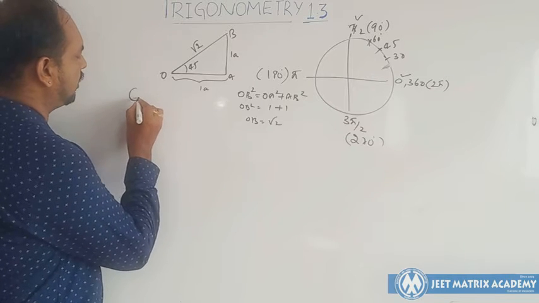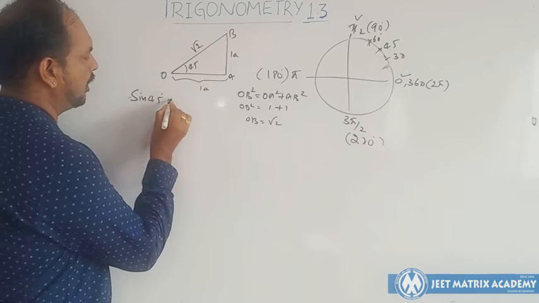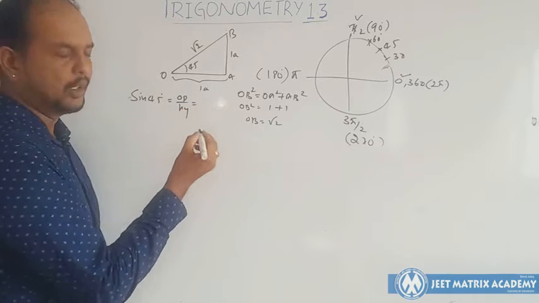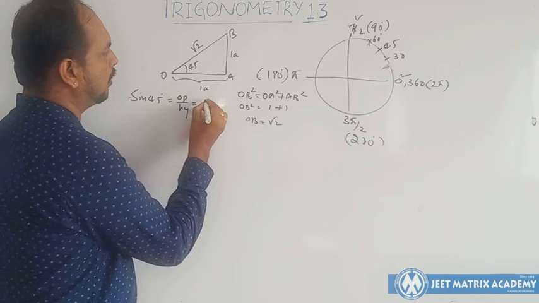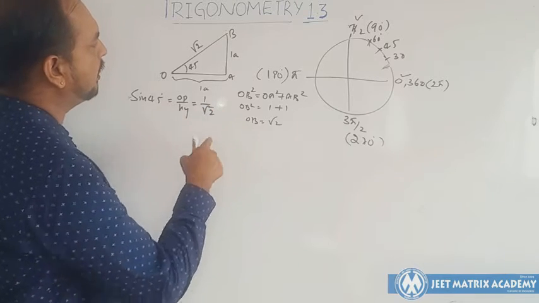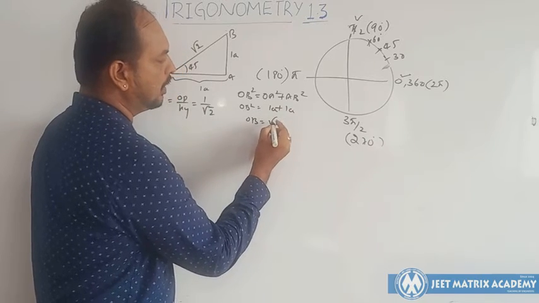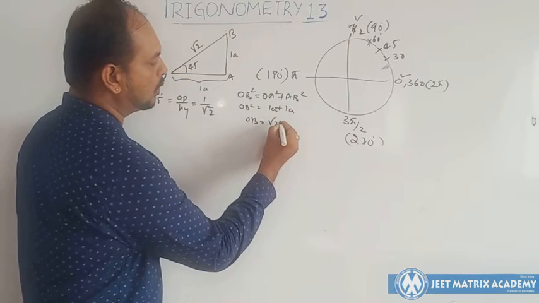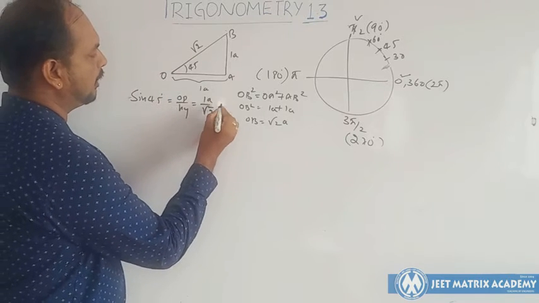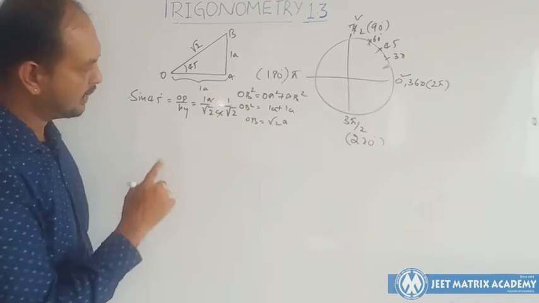Now define sine 45. Sine 45 is the opposite side divided by the hypotenuse. The opposite side is 1a, and the hypotenuse will be root 2a, am I right? So 1a divided by root 2a, a gets cancelled, it is 1 by root 2. Is it clear?